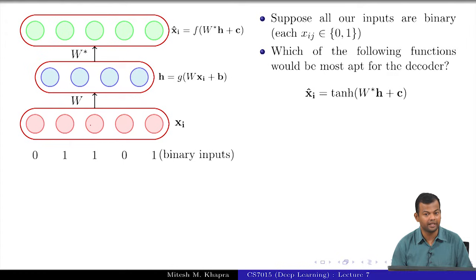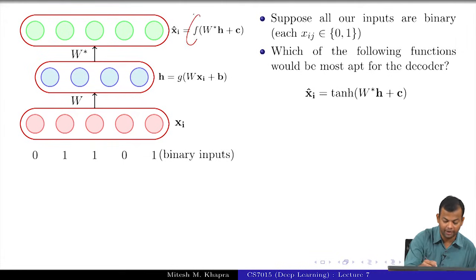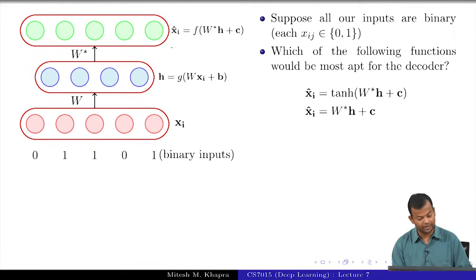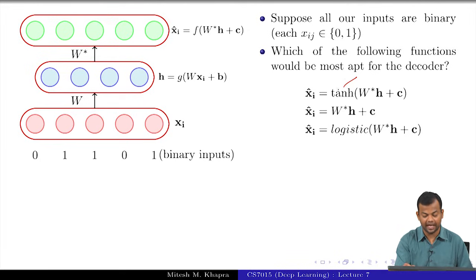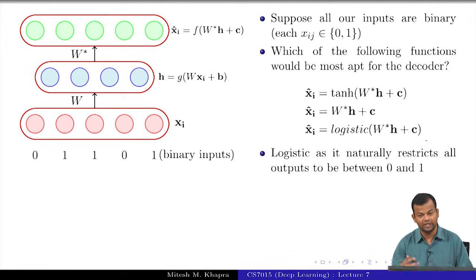What would be an appropriate function for the decoder? Remember I am asking you what f would be. I am giving you 3 choices. It should be tanh, or just a linear decoder, or a logistic function. Which of these would be most appropriate? Logistic. Why would that be? Because it will make sure that your outputs are between 0 to 1.